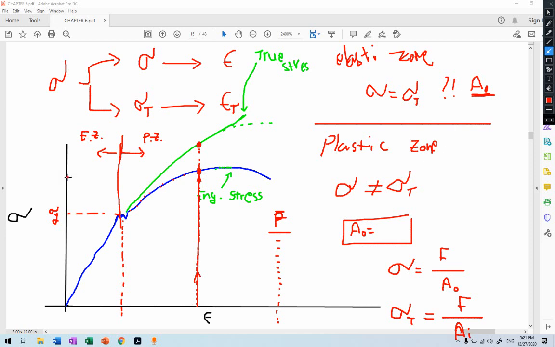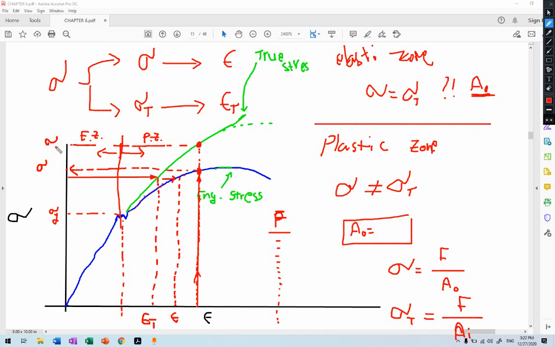If you come from the other way, you will also have two strains. Why? Because the first thing you'll hit is the true strain. If you keep continuing, you're going to hit the second curve, which is going to be the engineering strain. So this will be the true strain. This will be the engineering strain. If I go like this, this will be the engineering stress, and this one over here will be the true stress.